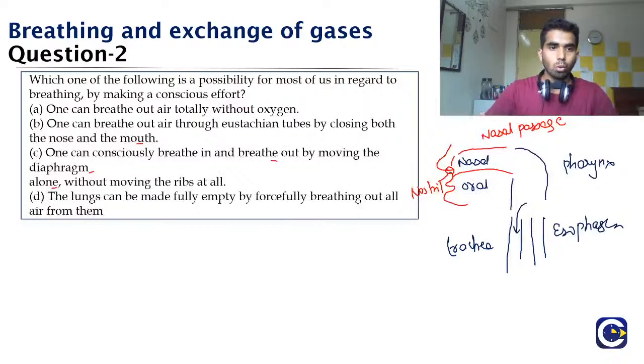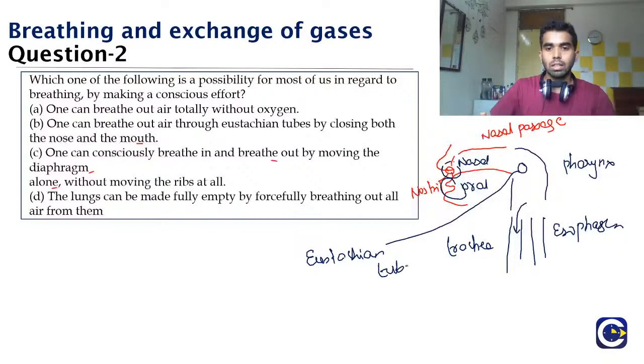So if you are closing the mouth and the nose, then also there is one important structure that opens over here, and that is known as the Eustachian tube. As you can see, this Eustachian tube connects your nose, that is the pharynx part, to the ear. So this is the ear, and there is a tube that connects it to the pharynx part.